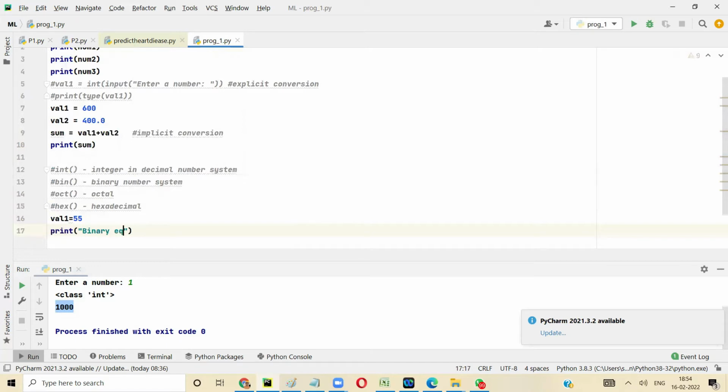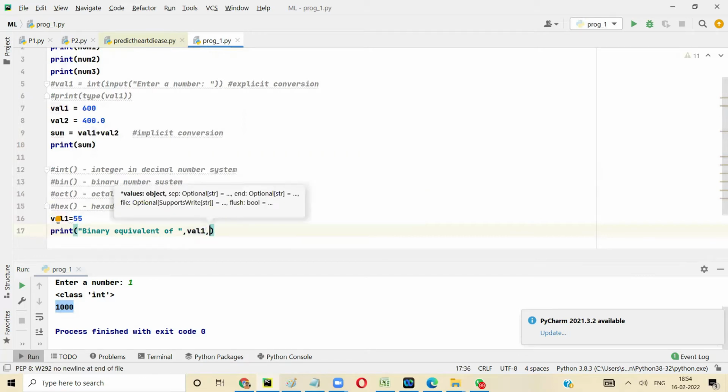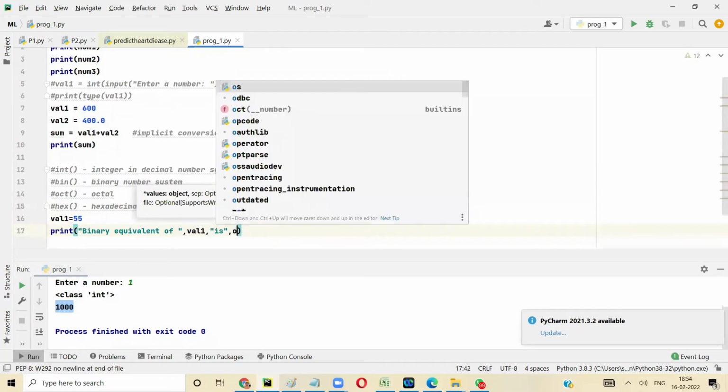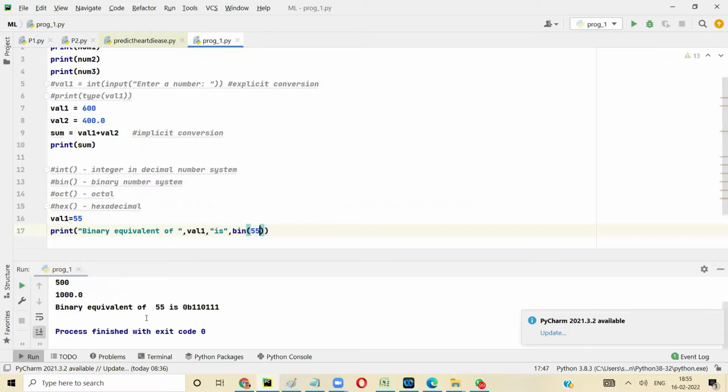Binary equivalent of... okay, I can say val1 is, okay, you say bin, right? Bin of 55. The moment I say bin of 55, it is going to give me the binary equivalent of 55. So if you see the output, how do you know that it is binary?